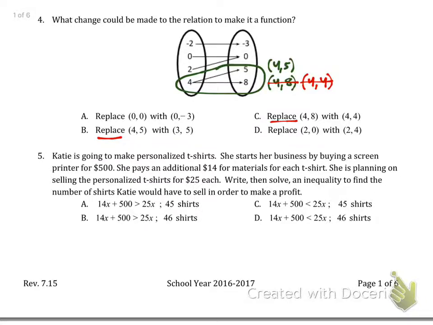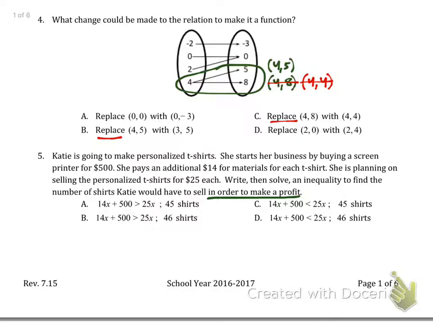She starts her business by buying a screen printer for $500. She pays an additional $14 materials for each t-shirt. She's planning on selling the personalized t-shirts for $25 each. Write then solve an inequality to find the number of shirts Katie would have to sell in order to make a profit. Well, in order to make a profit is the key word here.